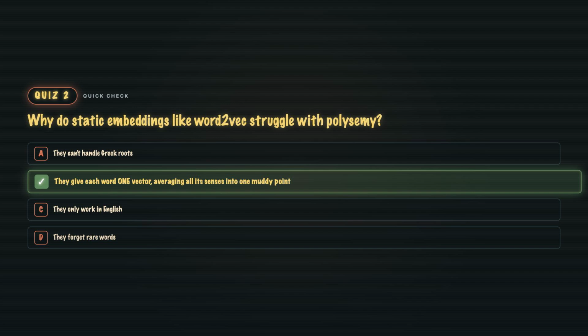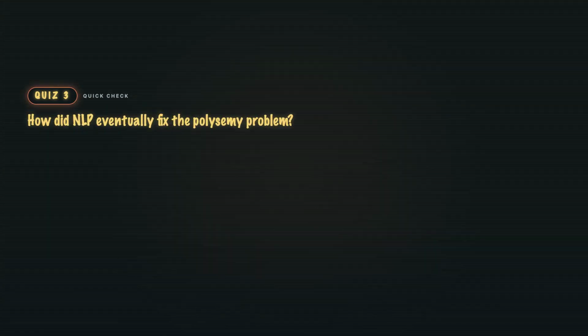B. Averaging. Word2Vec sees bank next to river, moves the vector toward river. Then sees bank next to money, moves the vector toward money. What you get is the average, kind of near both meanings, close to neither. Search engines built on those vectors mix riverside real estate with financial services. Quiz 3.